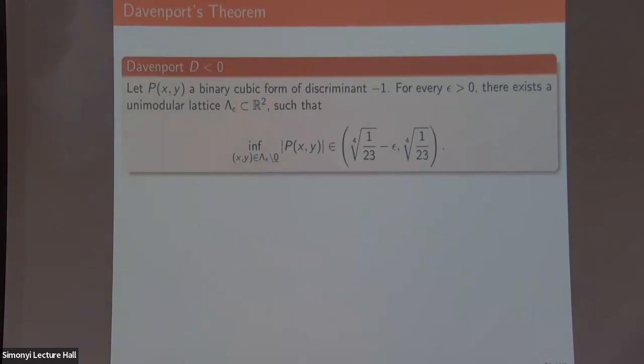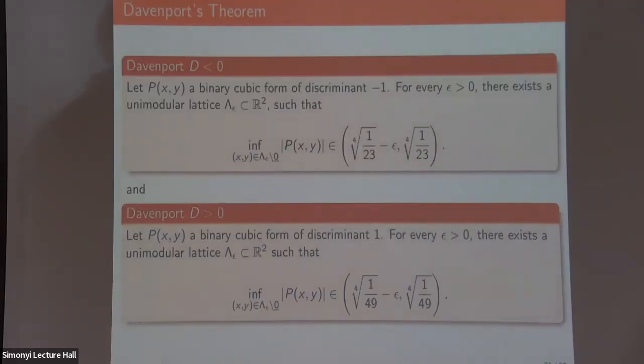So a few months after Mordell made this conjecture, Davenport was able to disprove this. Davenport showed that for every positive epsilon, he was able to construct a unimodular lattice lambda epsilon, such that the infimum of this form over lattice lambda epsilon is exactly there at the top. It's not the extremal lattice, but it's also not far from the extremal lattice. So Davenport disproved Mordell's conjectures, and he also disproved it for the positive discriminant case.